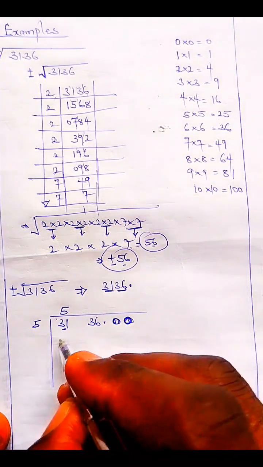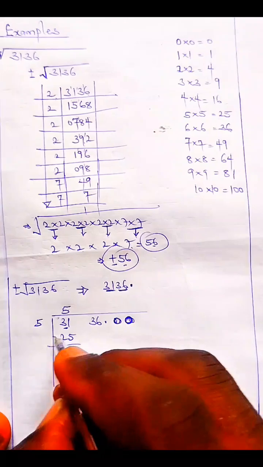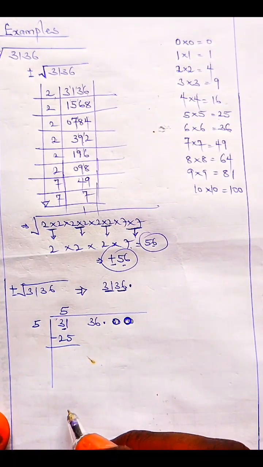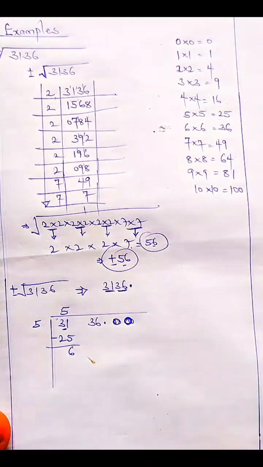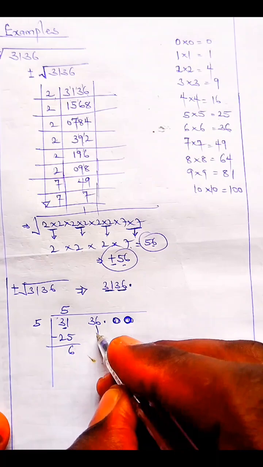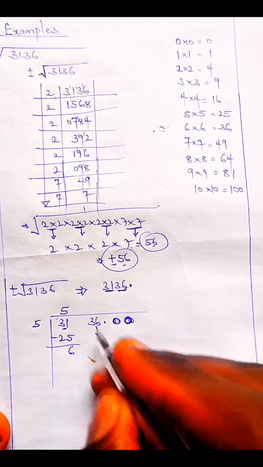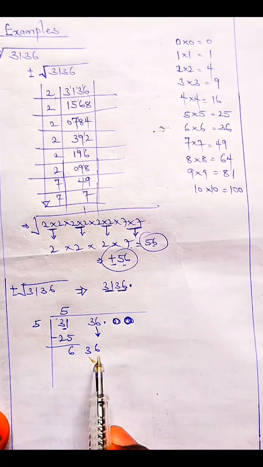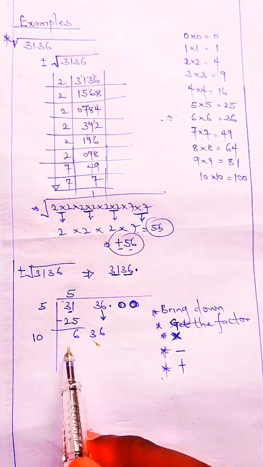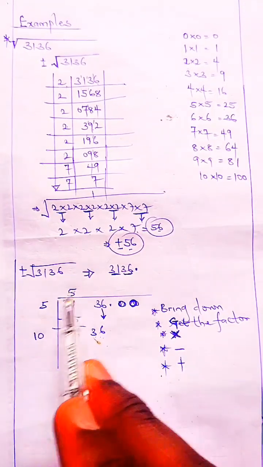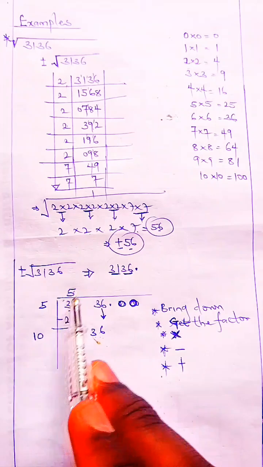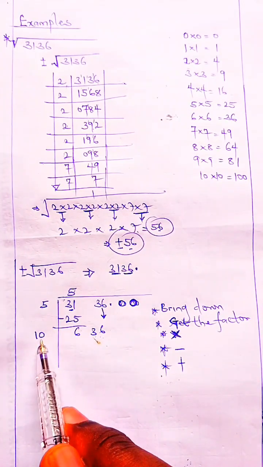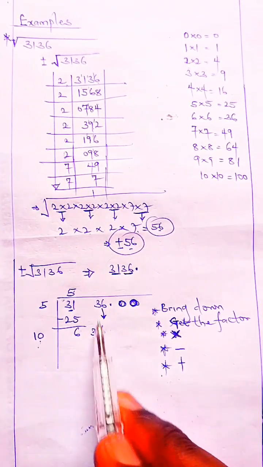So 5 times 5 is 25. Then we subtract: 31 minus 25 is 6. After you're done with that, the next thing we do is to bring down. We bring down the 3 and 6, the next couple. You bring them down, that's 6, 3, 6. So you add up your two factors together, 5 and 5. That's 5 plus 5 is 10. And that is 10 right here. Now you do that after you've brought down.